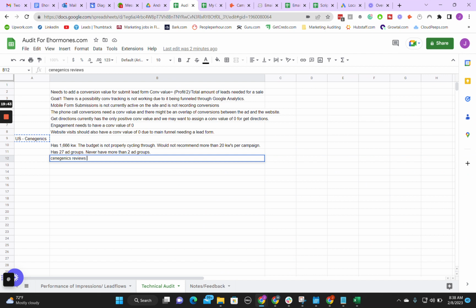So Syngenic reviews, recommending adding reviews as a negative keyword because it costs $2,000 per conversion. And they have had a decrease in conversions over the past month, which could be because most of the ad spend is going towards reviews instead of Syngenics. Because reviews has a higher volume. A higher volume means that there's more traffic or more people Googling it every month, and thus just wasting money.